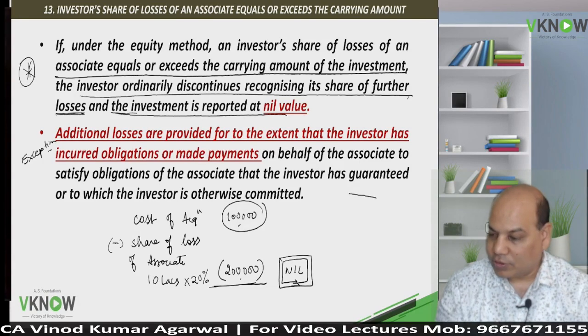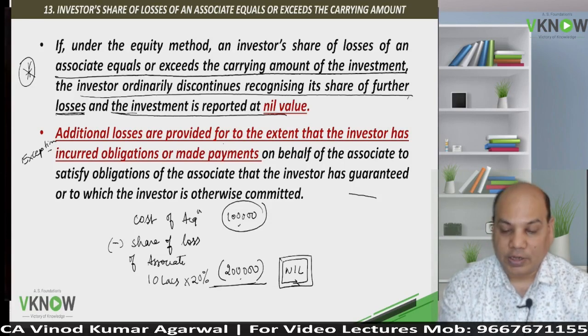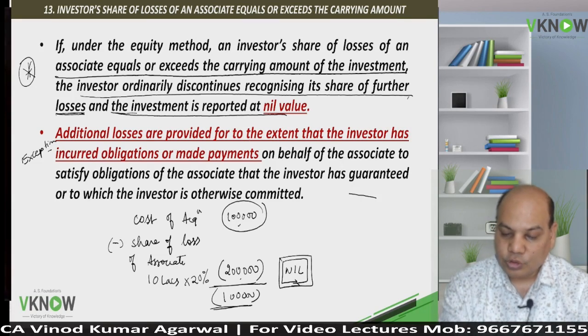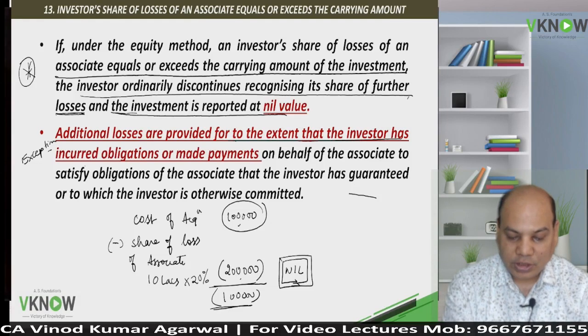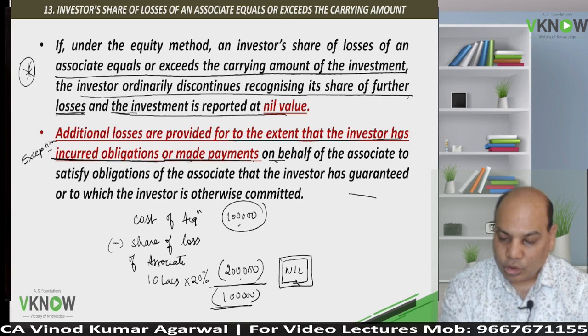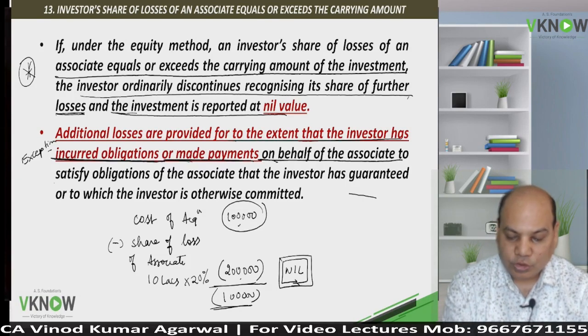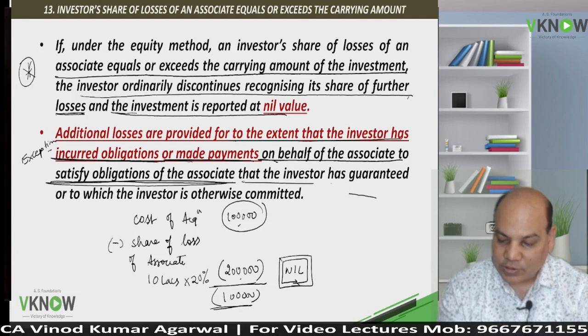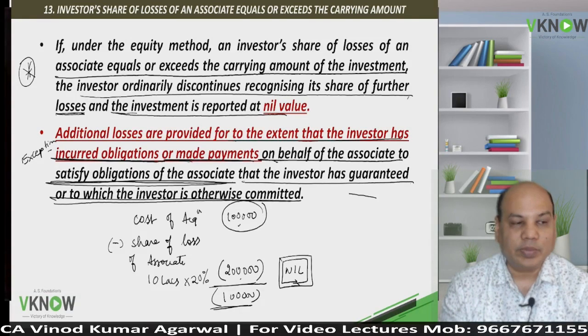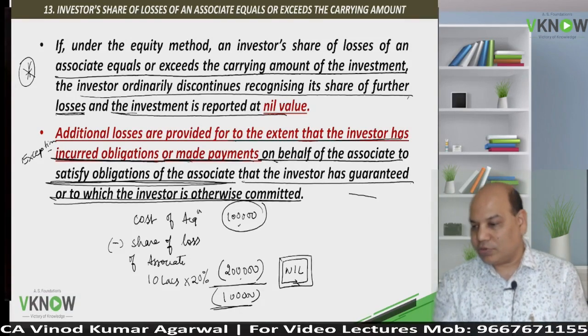Exception. The next point is the exception. Additional losses are provided for. This means our additional loss, meaning 1 lakh, will be provided for to the extent the investor has incurred obligation or made payment on behalf of the associate to satisfy the obligation of the associate that the investor has guaranteed or to which the investor is otherwise committed. Oh my God, such a long statement.